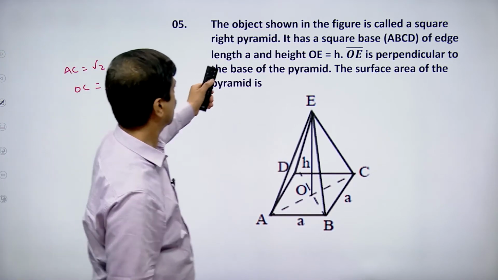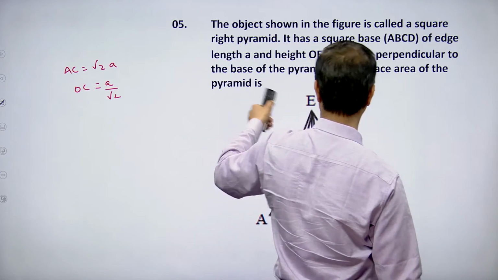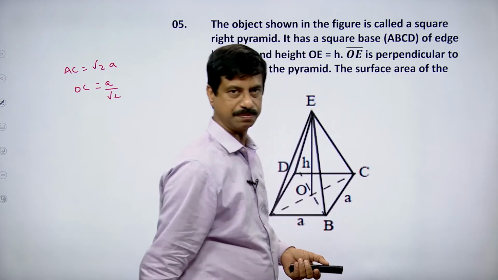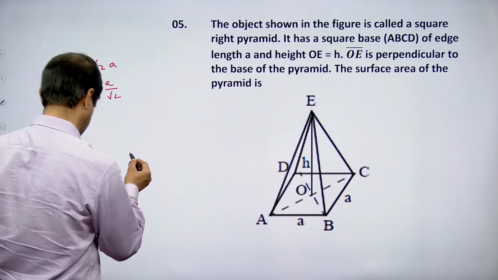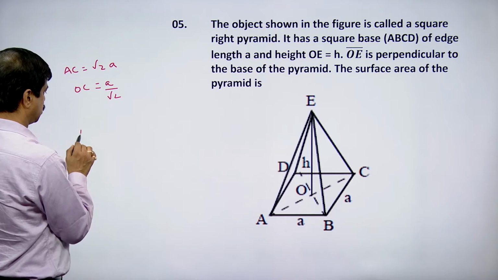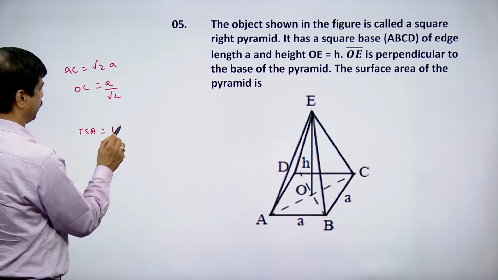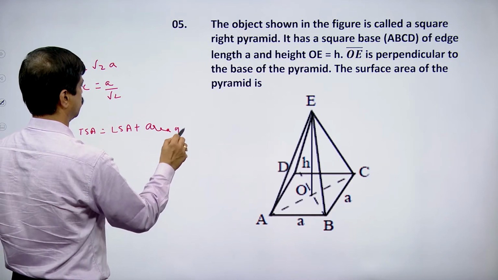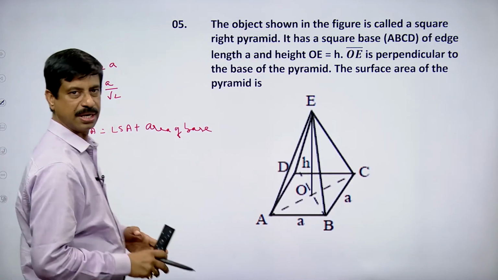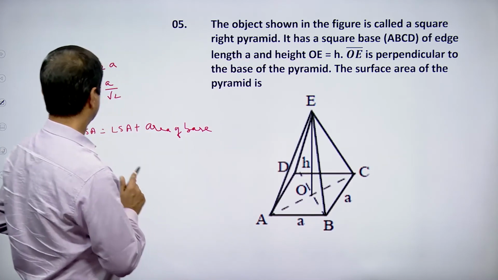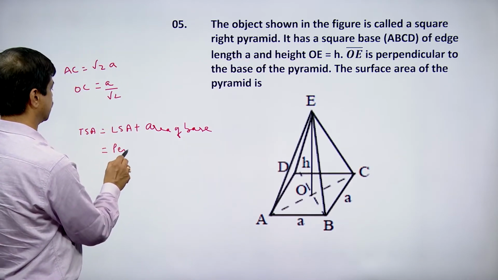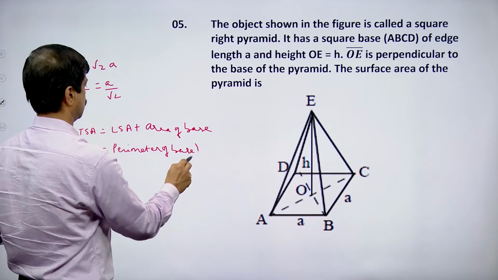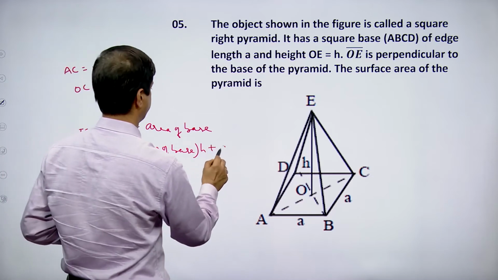This is over. Now, what is it that he says? OE is perpendicular to the base, that is known. Find the surface area of the pyramid. Surface area of the pyramid is what? Total surface area is LSA plus area of base. Only one base is there, isn't it? LSA is perimeter of base into height, plus area of base.